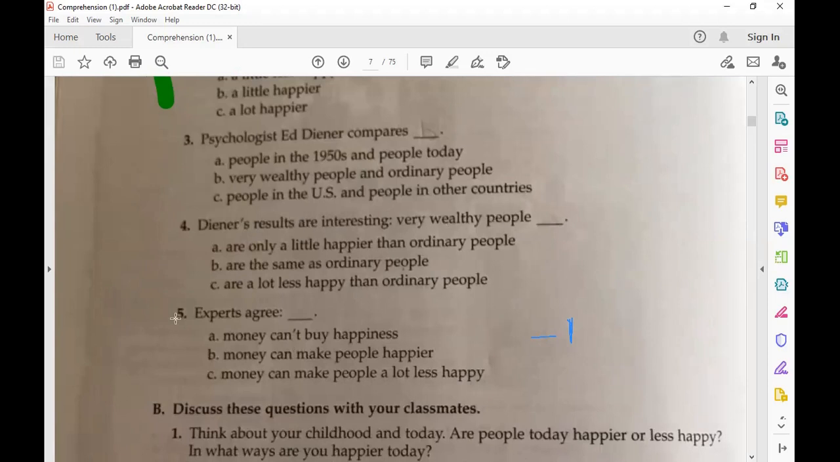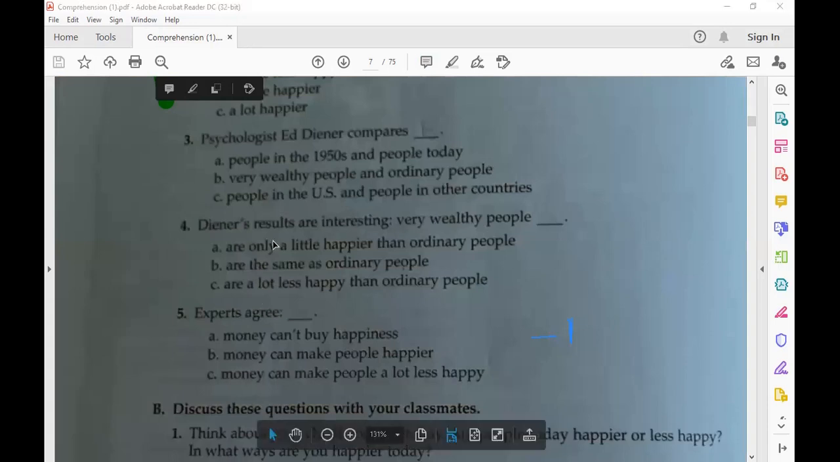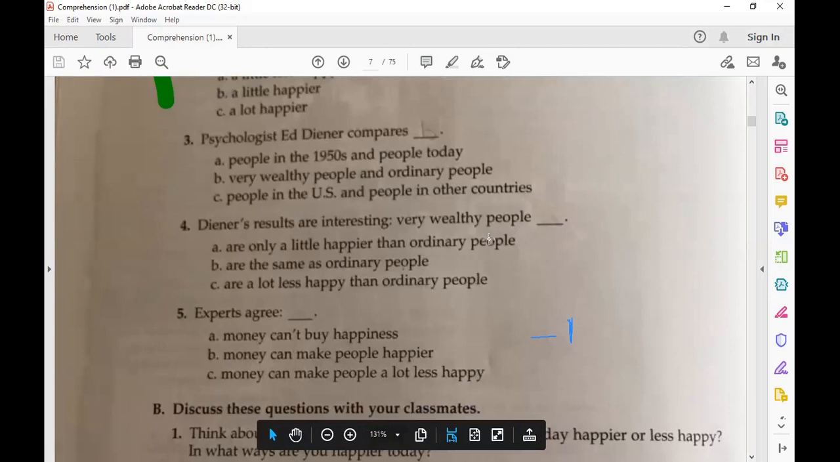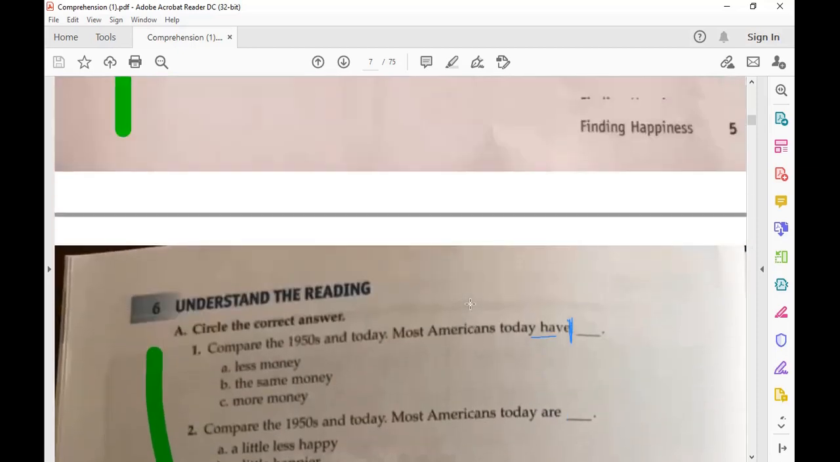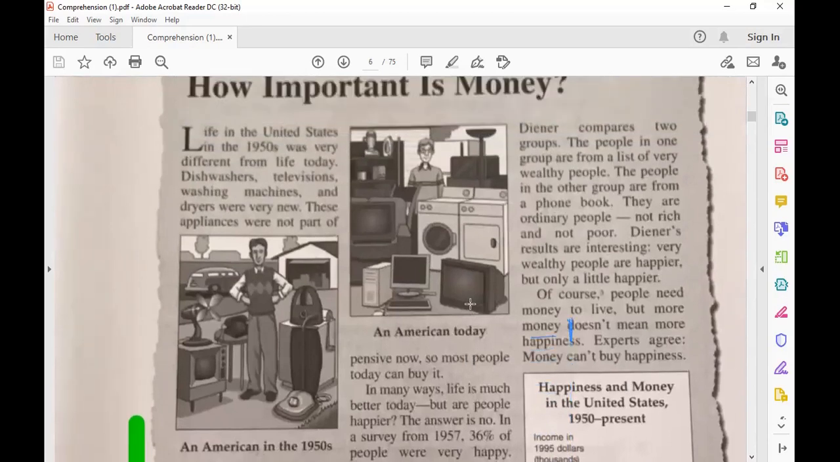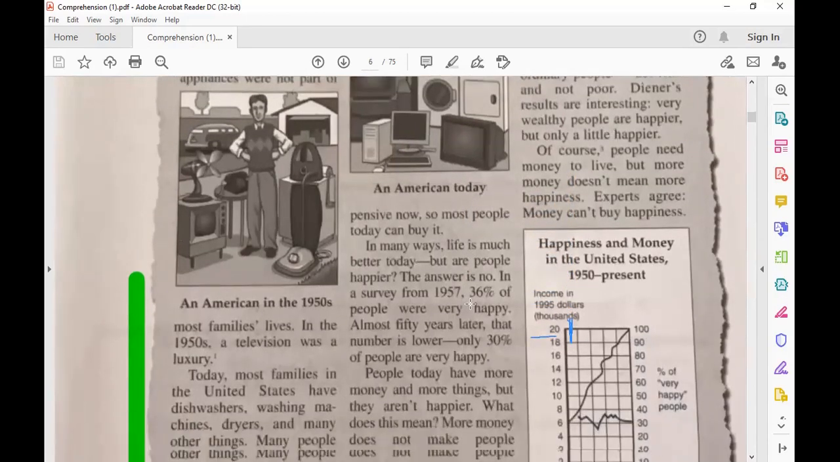Diener's results are interesting. Very wealthy people are. Okay, so what will we look for? The word results. When we want to find the answer to this question, we look for the word results of Diener. Okay, let's read before we go back to the article. Diener's results are interesting. Very wealthy people are only a little happier than ordinary people, are the same as ordinary people, or are a lot less happy than ordinary people. So here we have Diener's results. We can scan and look at the results. Where are the results?